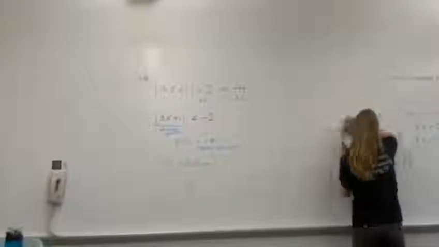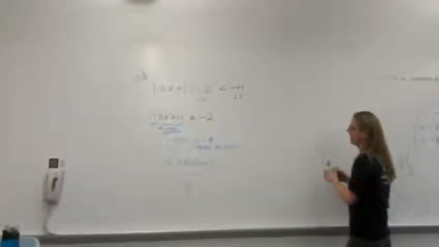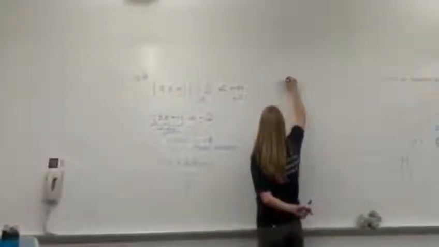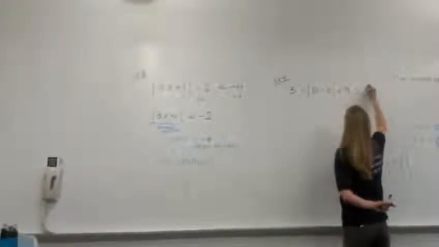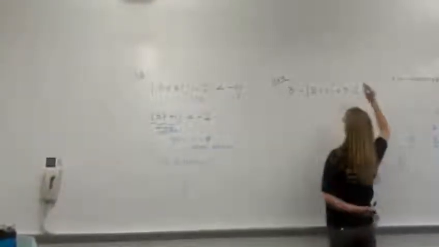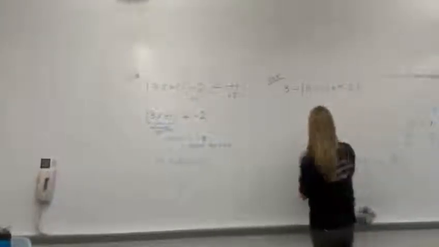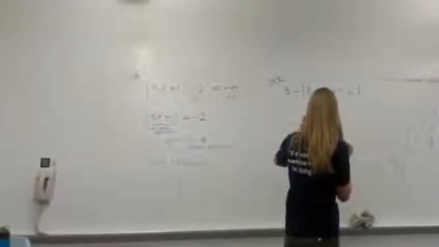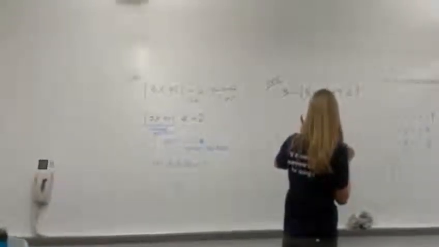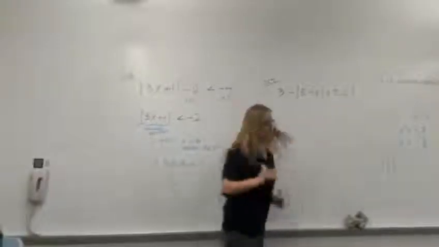Let me do another one. Do another example. What am I at? Example 4, right? So let's do 3 minus the absolute value of 5 minus x plus 4 is greater than, let's just say 1. No, I'm going to make that less than 1. I think. Is that going to work? Hold on. Don't write it down yet. I'll make sure it works. Yeah, that'll be good. Let's do that.